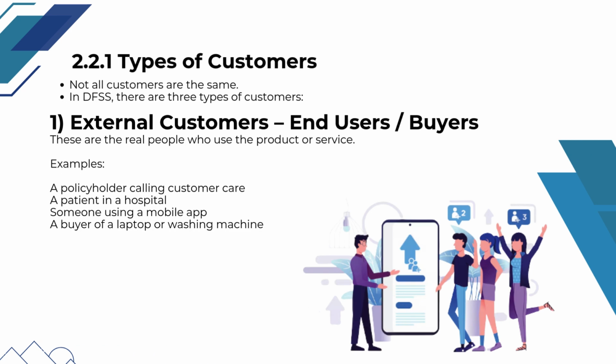In DFSS, it's important to recognize that not all customers are the same. One key type is the external customer, which refers to the end users or buyers who actually use the product or service. These are the individuals whose experiences and satisfaction determine the success of the design. Examples include a policyholder calling customer care, a patient visiting a hospital, someone using a mobile app, or a buyer purchasing a laptop or washing machine. Understanding the needs and expectations of these external customers is critical for designing solutions that truly deliver value.